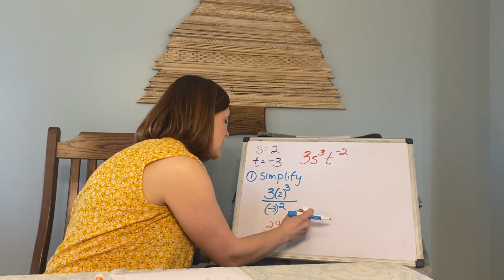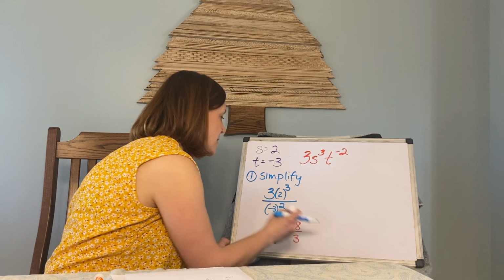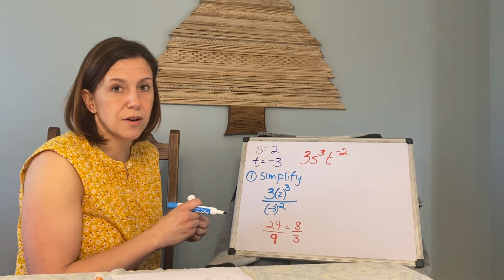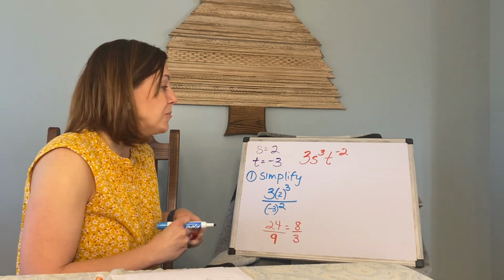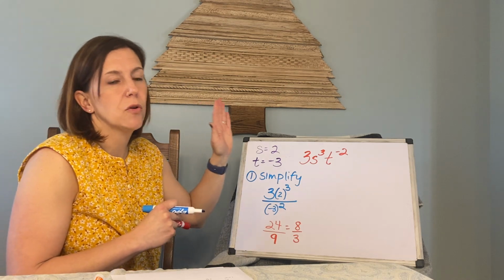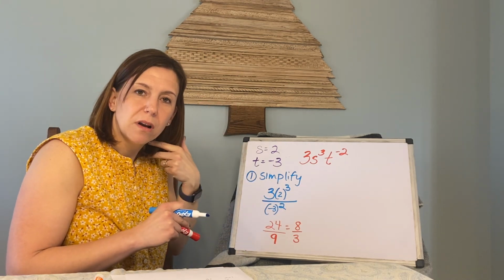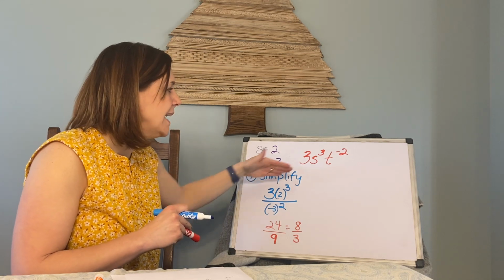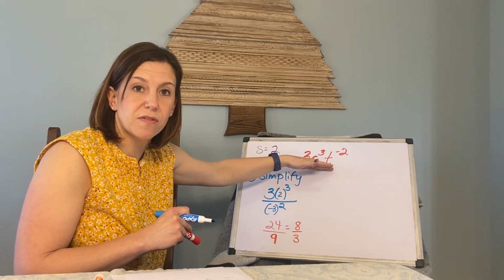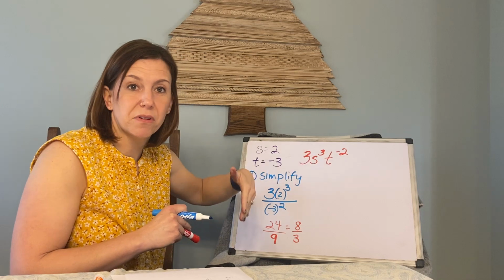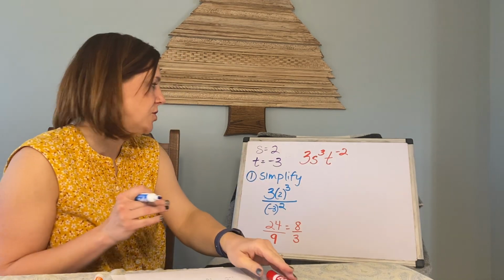So, 8/3 is my final answer. I'm going to go ahead and show you the second method right next to it. This time, I'm just going to flip-flop the order. Instead of simplifying first, I can plug in these numbers first and then simplify it. So, that's what I'm going to go ahead and do.